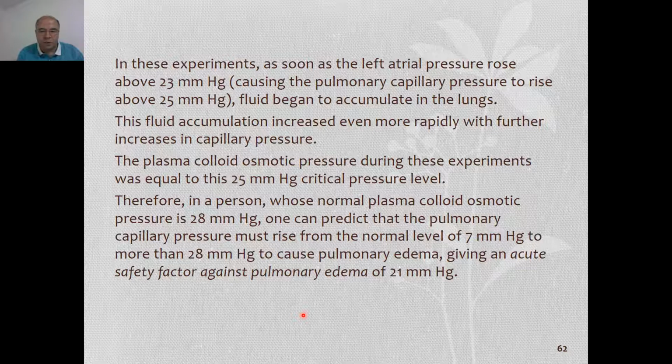Therefore, in a person whose normal plasma colloid osmotic pressure is 28 mm mercury, one can predict that the pulmonary capillary pressure must rise from the normal level of 7 mm mercury to more than 28 mm mercury to cause pulmonary edema, giving an acute safety factor against pulmonary edema of 21 mm mercury. So it's not easy to develop pulmonary edema.